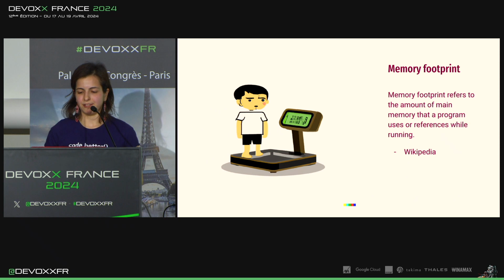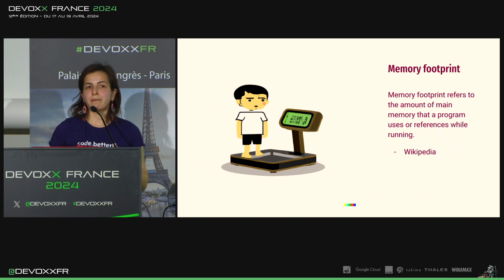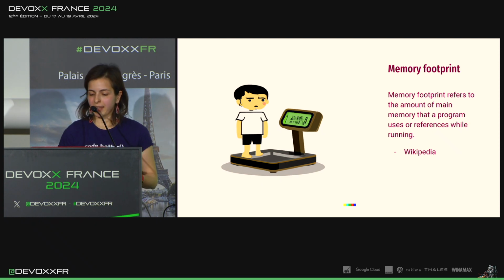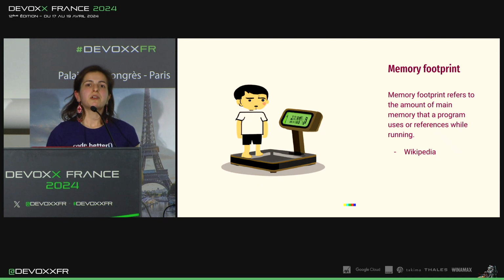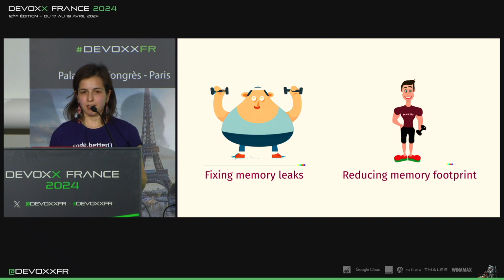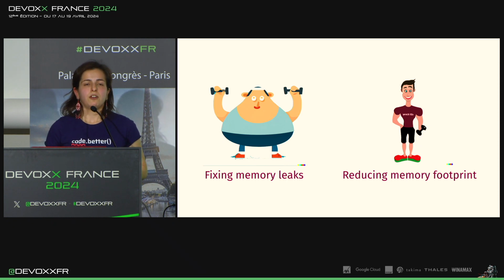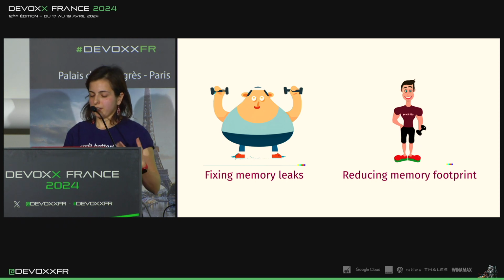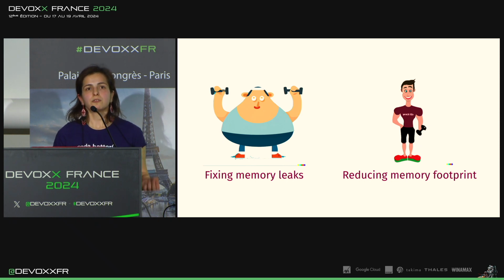Memory footprint is a different thing. Memory footprint refers to the amount of memory that your program occupies, and reducing memory footprint is a different matter. It's usually when you're already in good shape, but you just want a little bit more muscle, a little bit less fat, you want to be more athletic. This is about reducing memory footprint. You're already good enough, but you want to be better on the memory side. This is not just about health issues, but about your personal will to go the extra mile.